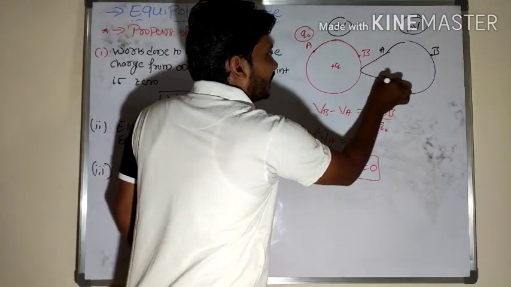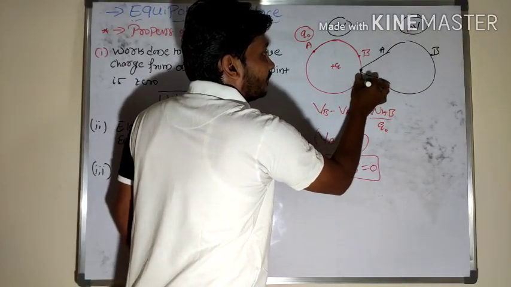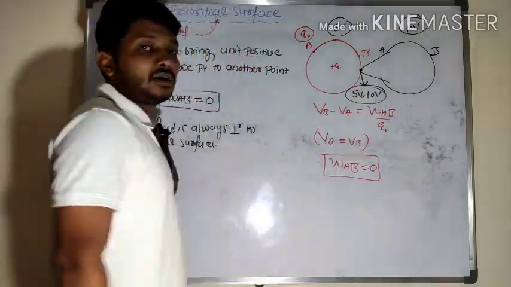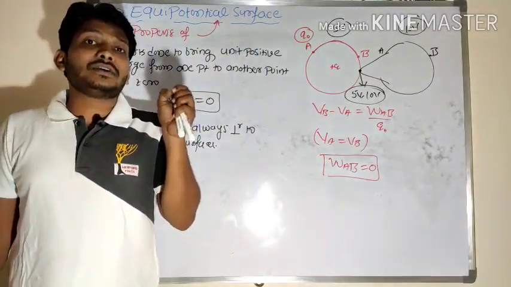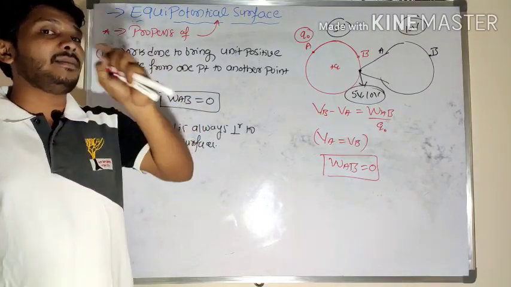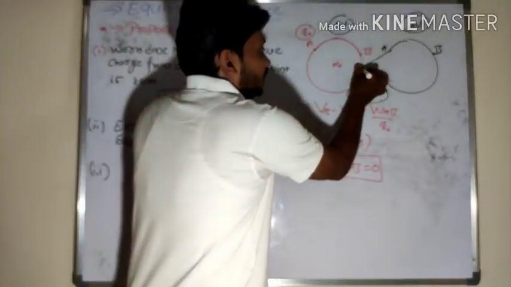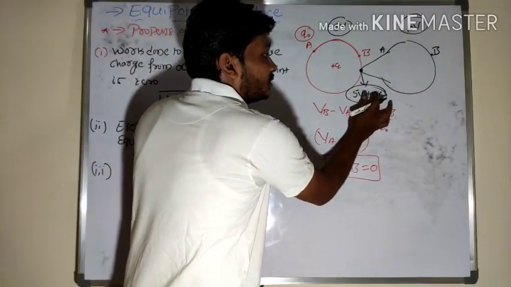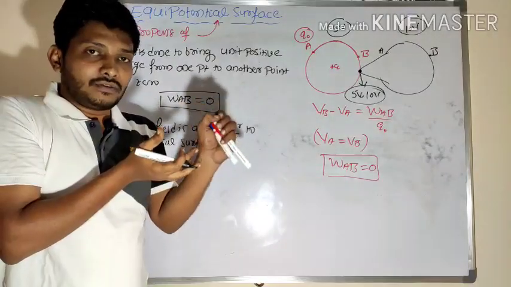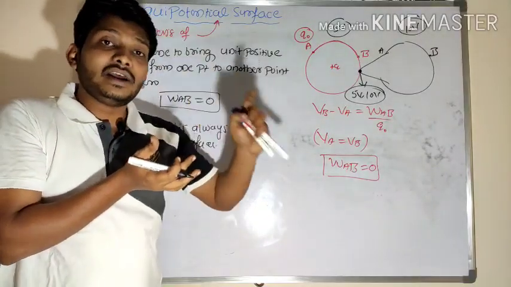Suppose these two intersect. At the point of intersection there are two possibilities: one is 5 volt, another is 10 volt. But according to the equipotential surface, the potential value remains the same at every point. So at the point of intersection there are two possibilities for the potential. So two different equipotential surfaces will never intersect.